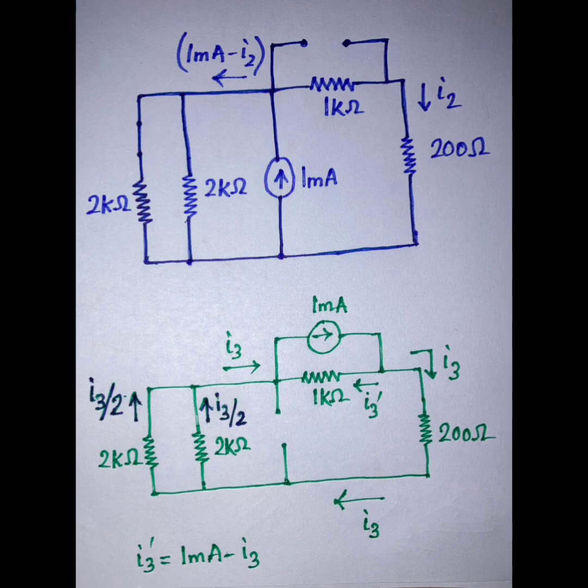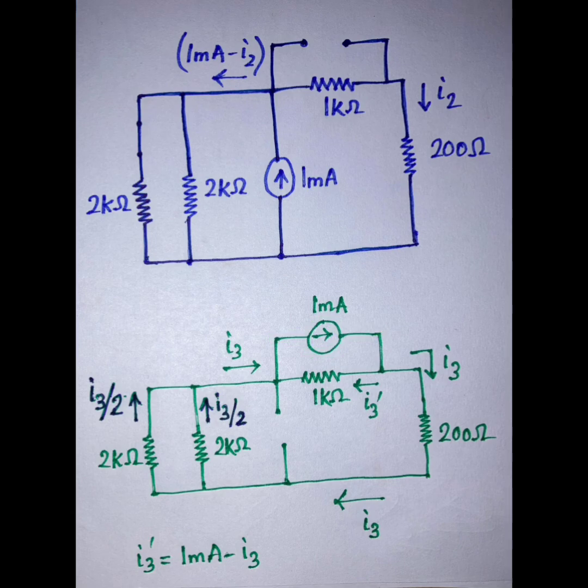Now we have to do another step. We are activating only the other 1 milliampere source, removing the first 1 milliampere source, and shorting the 2 volt source also. If the current I3 is flowing through the 200 ohm resistor, then the rest of the current, 1 milliampere minus I3, flows through the 1 kilo ohm resistor, which is in parallel with the 1 milliampere current source. Since there is a parallel combination of two 2 kilo ohm resistors, this I3 will be split equally, so it will be I3 by 2 and I3 by 2, and then it will sum up and come back to the node.